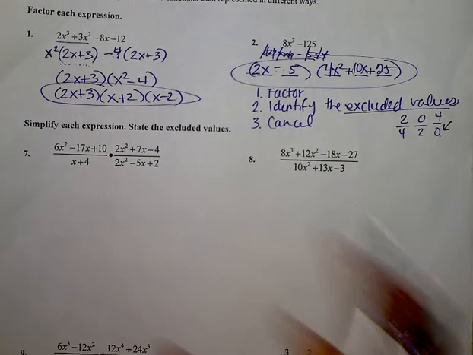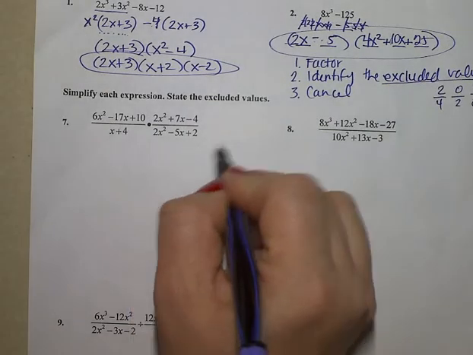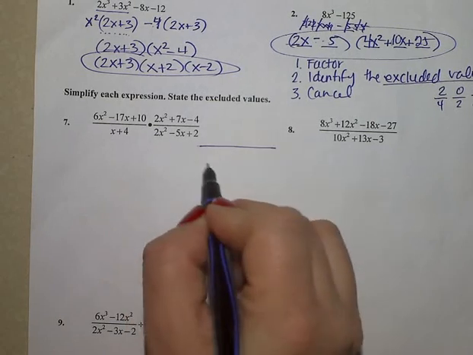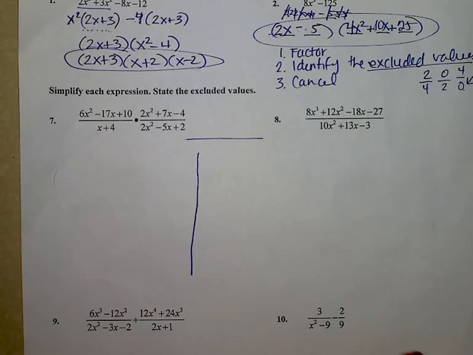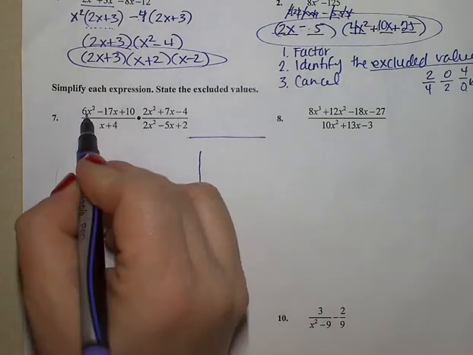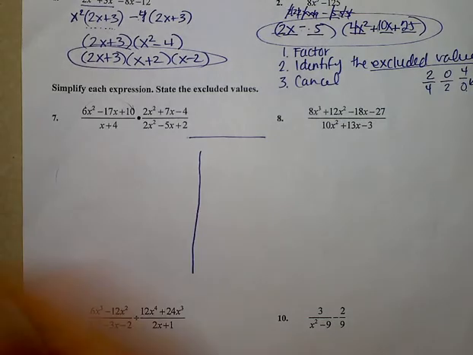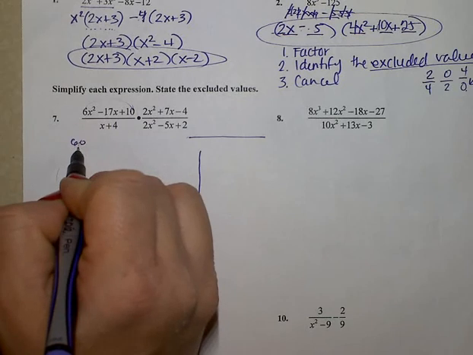Okay, let's start with number 7. How I'm going to do this is leave room right here to write my excluded values, and leave room over here for my final answer. I'm going to show all of my work off to the left. So here we go. What multiplies to give you 60 and combines to give you negative 17?